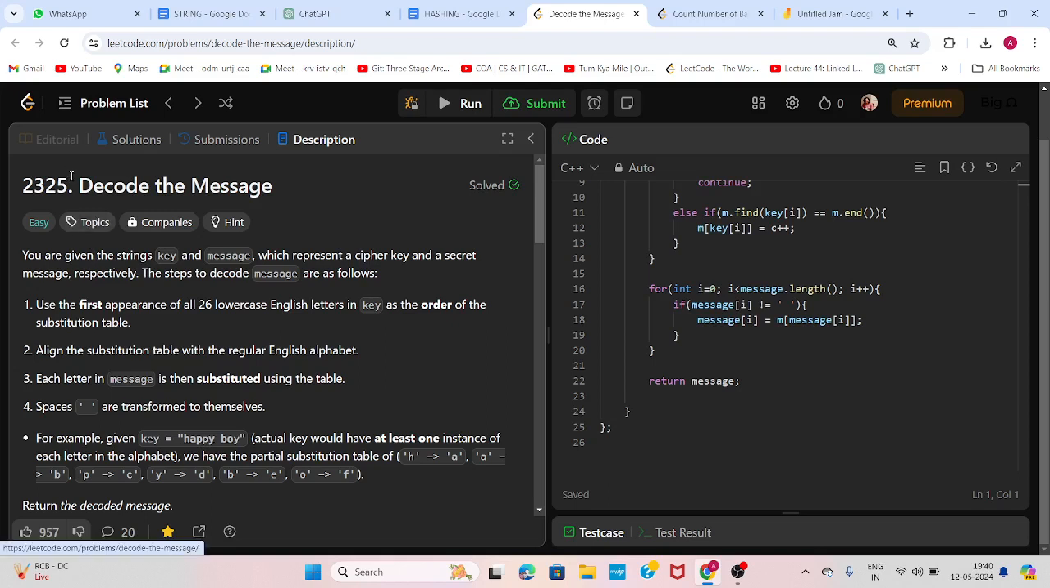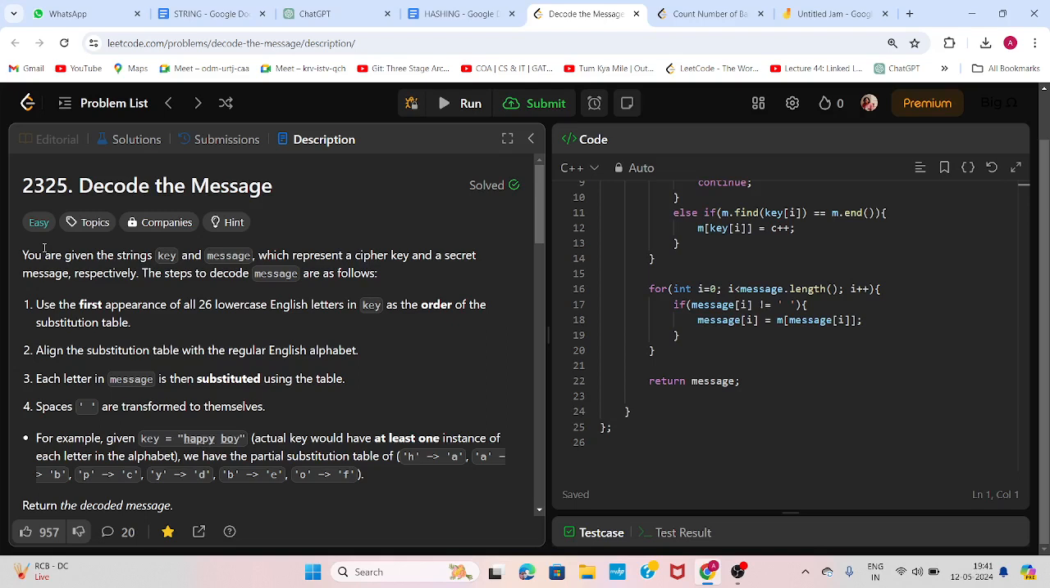So the question name is Decode the Message. You are given a string key and a message, which are represented as a cipher key and a secret message respectively, and so on. So that means there are two strings. We have been given a key and a message.